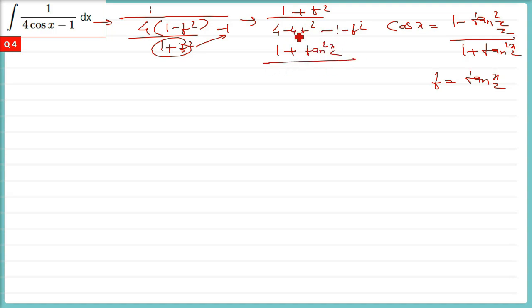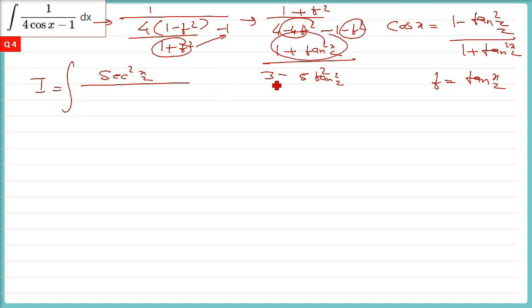In the denominator you have minus 4t square and minus t square will give you what? It will be minus 5t square. And 4 minus 1 will give you 3. So you can have a 3 here. 3 minus 5t square. 3 minus 5 tan square x by 2. So now you know this 1 plus tan square x by 2 is simply sec square x by 2. And this 3 minus 5 tan square x by 2 can be written as root 3 whole square minus, and this 5 tan square x by 2 can be written as root 5 tan x by 2 whole square. You just have to make it a perfect square, even if you have to include a root by yourself.